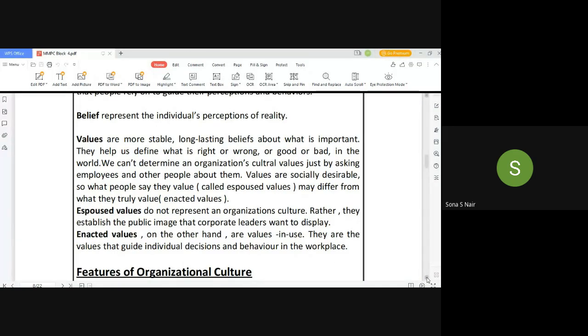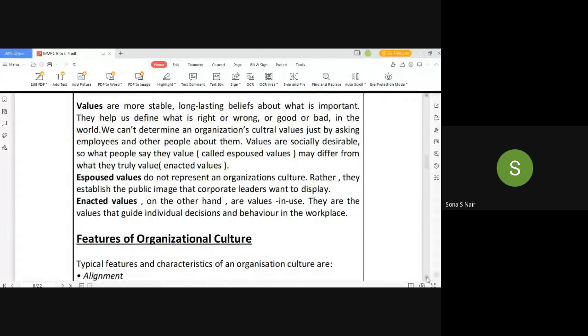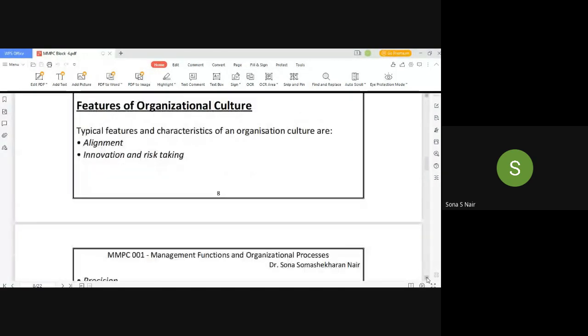So in an organization, enacted values are more important. Features of an organization culture. When you're talking of the organization's culture, there could be a variety of elements to it, a variety of things about which you can say this is high and this is low.